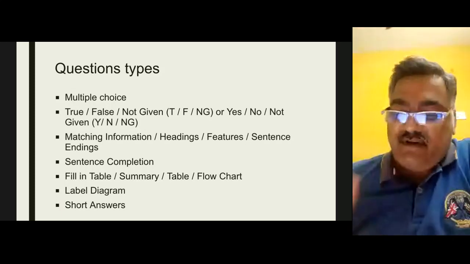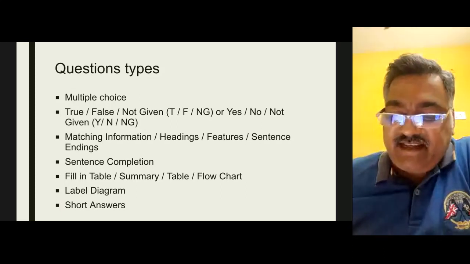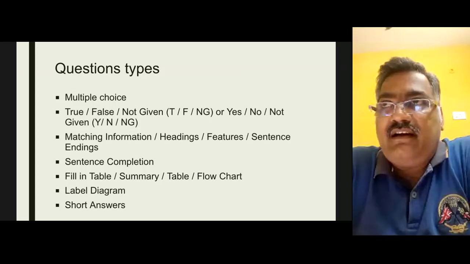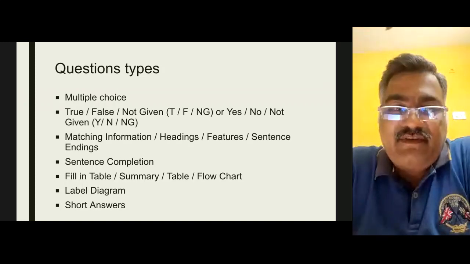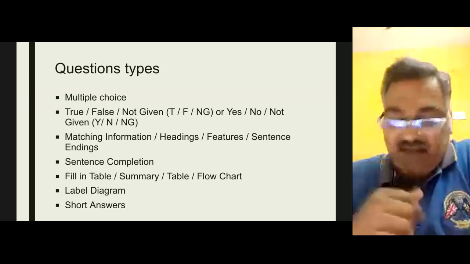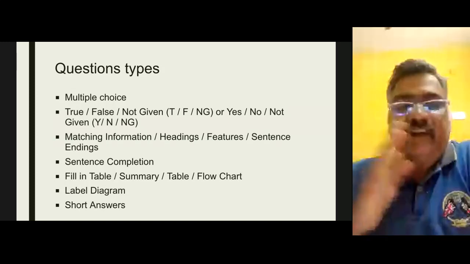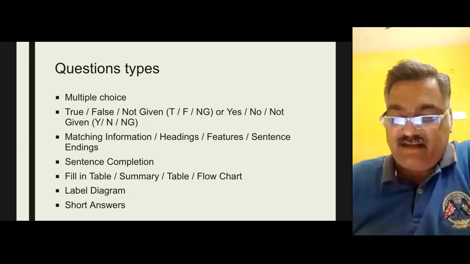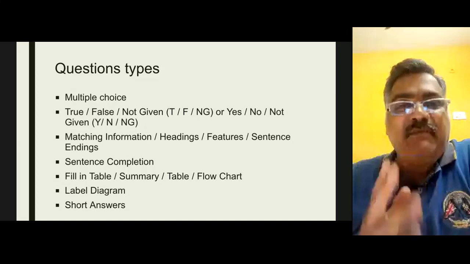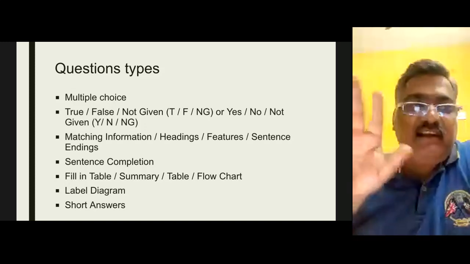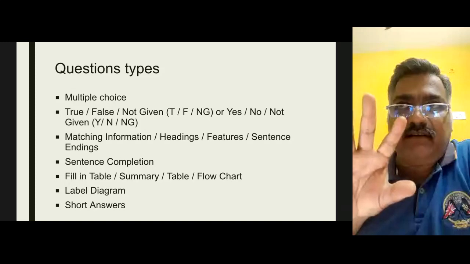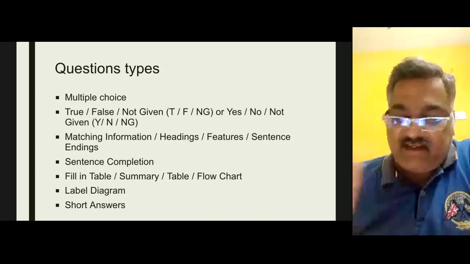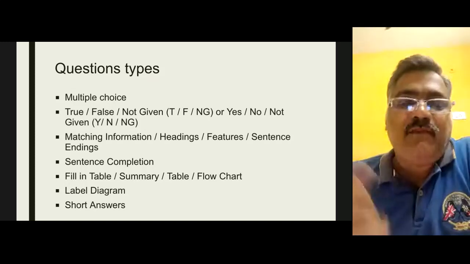Now we have sentence completion. They'll give you one part of the sentence and ask you to connect the remaining part of the sentence, which is given to you as options. We'll go through that as well. Then we have fill in the table, flow chart, summary, or notes. Then we have diagram labeling. They'll ask a question and give you a certain diagram. I have that example to show you, and it'll be easy once you know what diagram you're looking at.